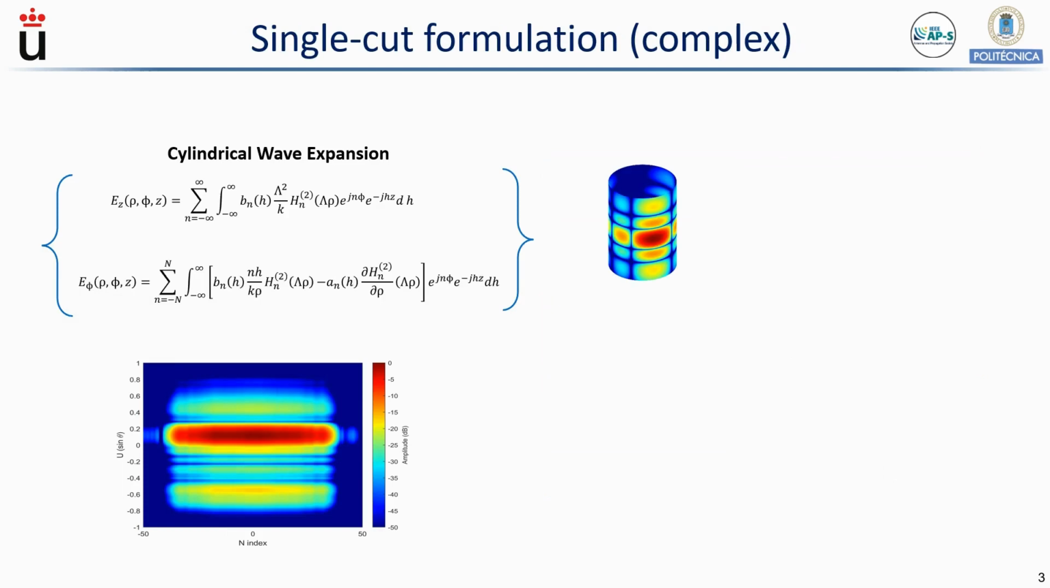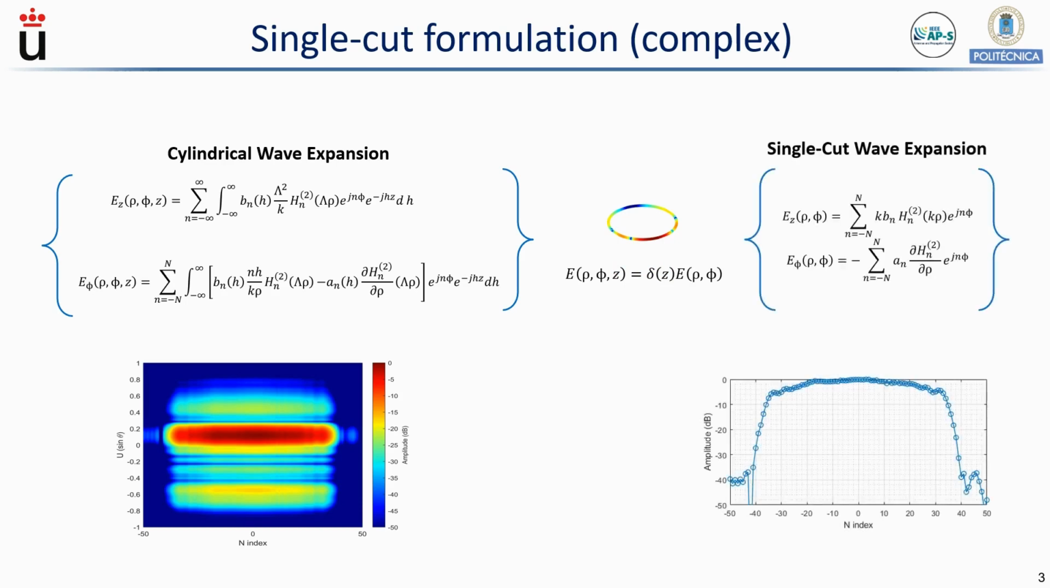For this, we need to introduce the single cut transformation, which is based on an asymptotic approximation of the cylindrical wave expansion. As you can see in the figure, we are considering that the measurements are taken in a cylinder. However, this cylinder has an infinitesimal height, zero height. So if we introduce this constraint in our formulation, we will arrive at a mathematical relationship between the measured near field and what we call the single cut wave expansion coefficients.